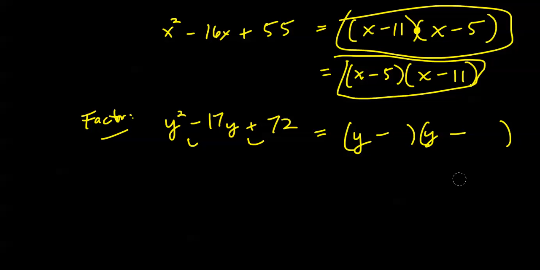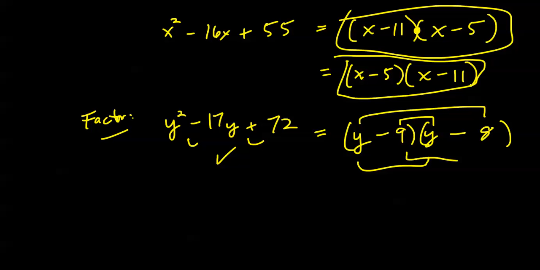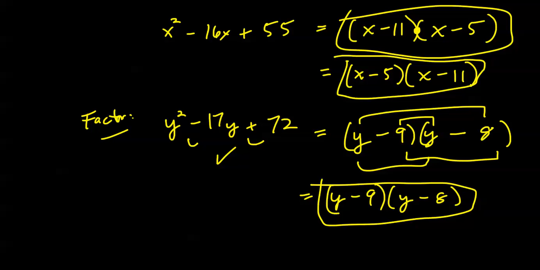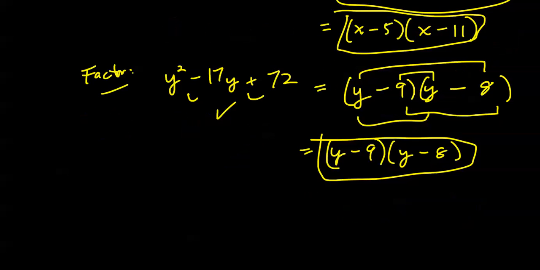What do I get here? 9 and 8? I think 9 and 8 will do it. And we could check it. y squared minus 8y minus 9y is indeed minus 17y. And minus 9 times minus 8 is positive 72. So, final answer, y minus 9 times y minus 8, and on to the next example.